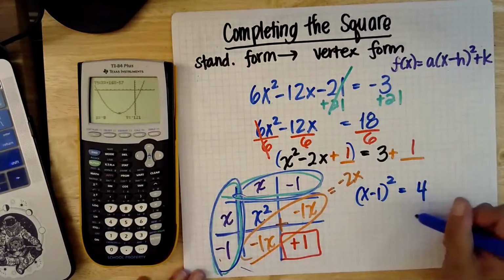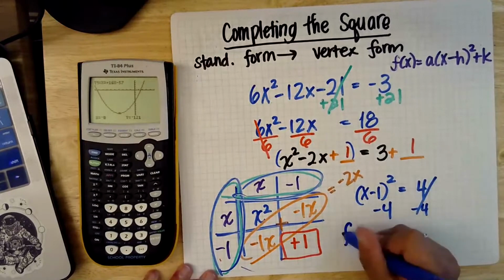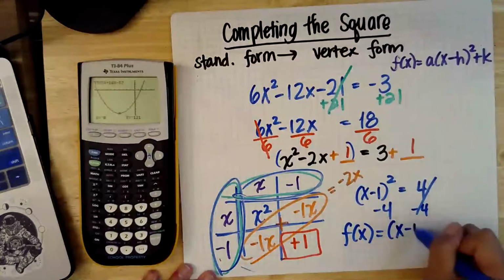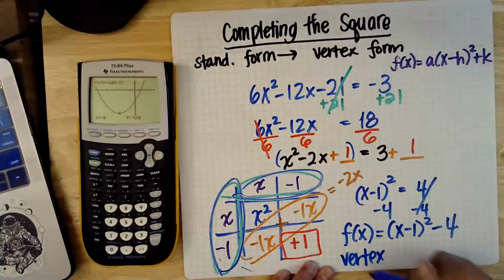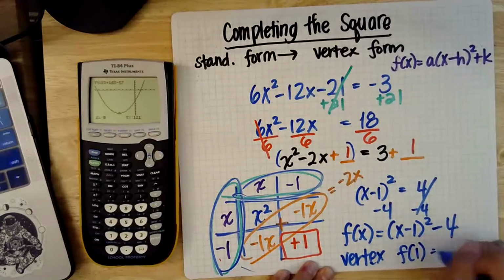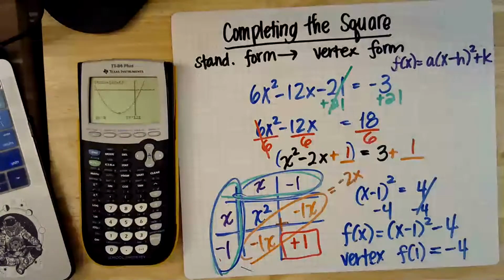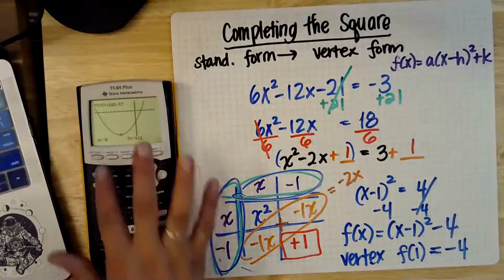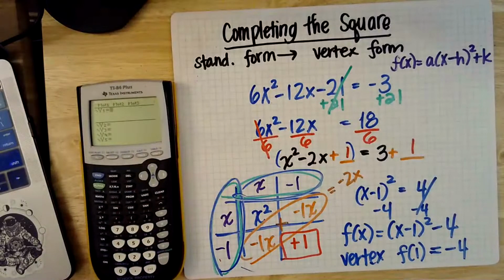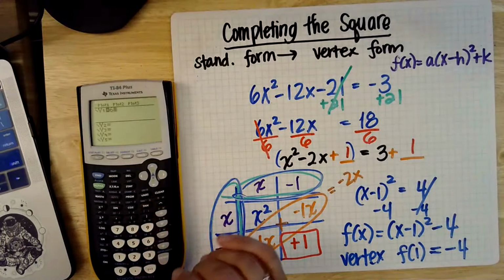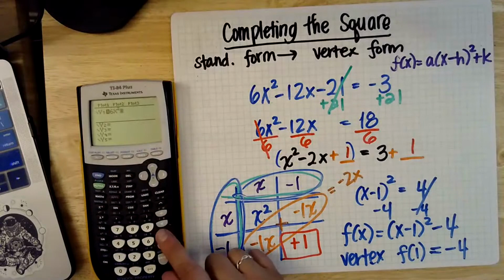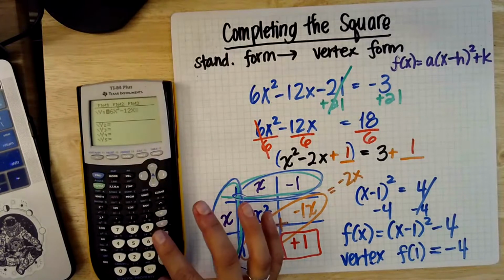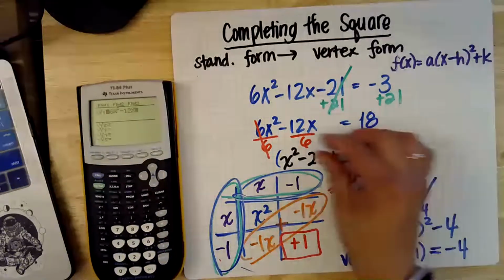Again, move the 4 to the left, minus 4. So I now know that my function is x minus 1 squared minus 4, which means that my vertex is f of 1 equals negative 4. So let's see. I'm going to go ahead and use my calculator. Cancel that guy out. I'm going to have 6x squared minus 12x minus 18. I'm going to bring this over here.